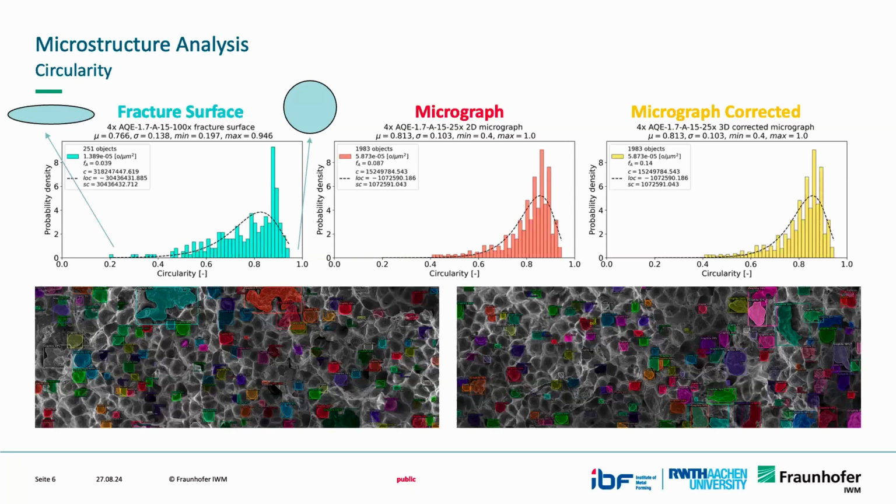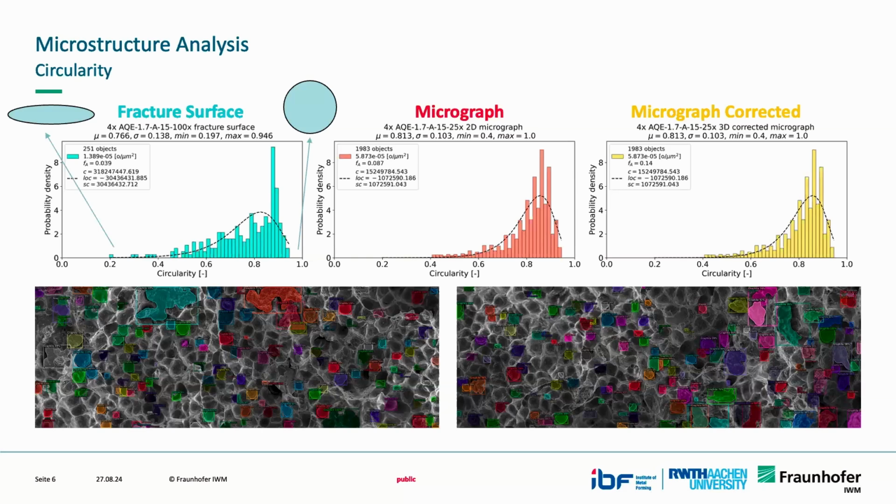So what do we see? Well, we see first off that the average or the median value of the circularity for the fracture surface is about 0.76 here. Here we have 0.81, which is a little bit higher, in the micrograph, and we have 0.81 here also. So we can see that the typical particle that we analyze on the fracture surface is a little less spherical, so more elongated than what we see on the micrographs.